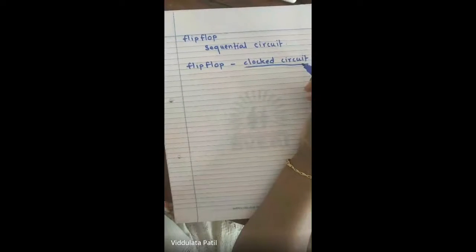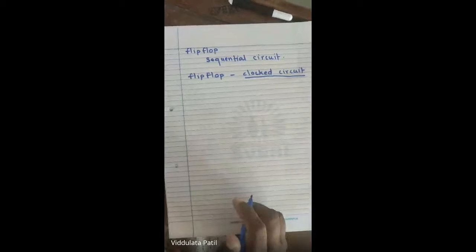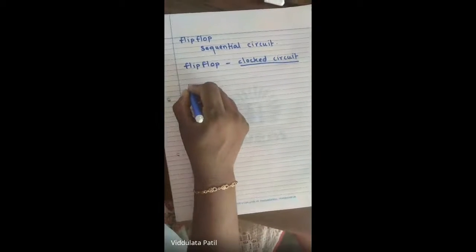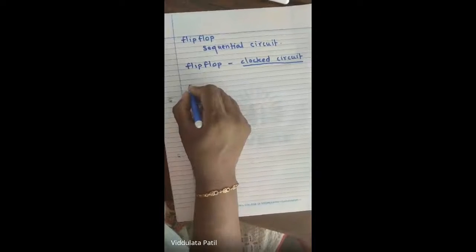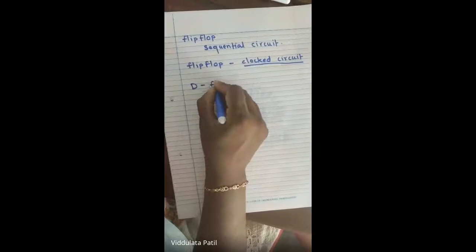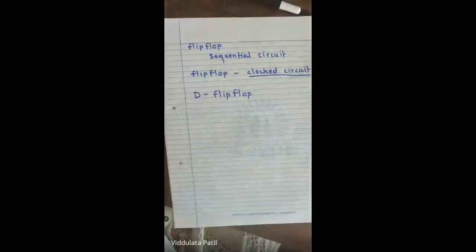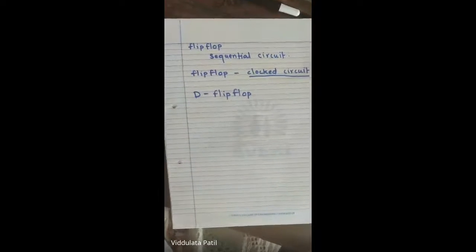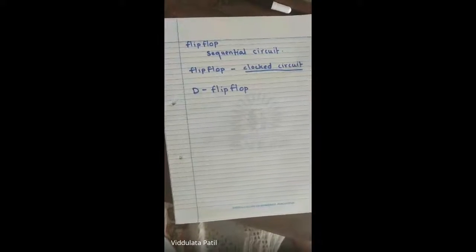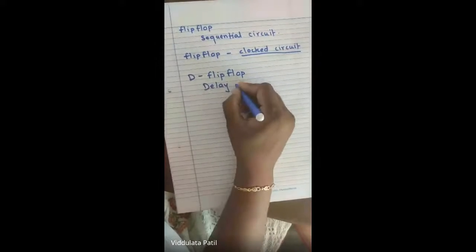Now these flip-flops are widely used in synchronous circuits to store data or information. Now we are going to discuss different types of flip-flops. In that, first of all, we will discuss the D flip-flop. Now what is a D flip-flop? This is also called a delay flip-flop.